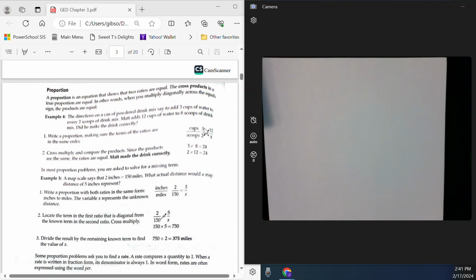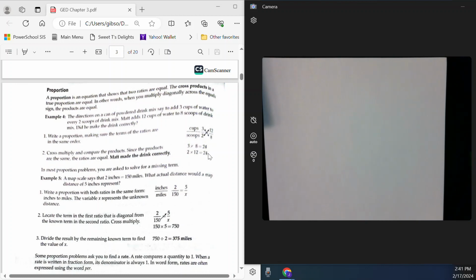Then we cross multiply. We do top times bottom, and that gives us 24. Then we do bottom times top, and that gives us 24. So cross multiply and compare the products. Since the products are the same, the ratios are equal. Matt made the drink correctly.